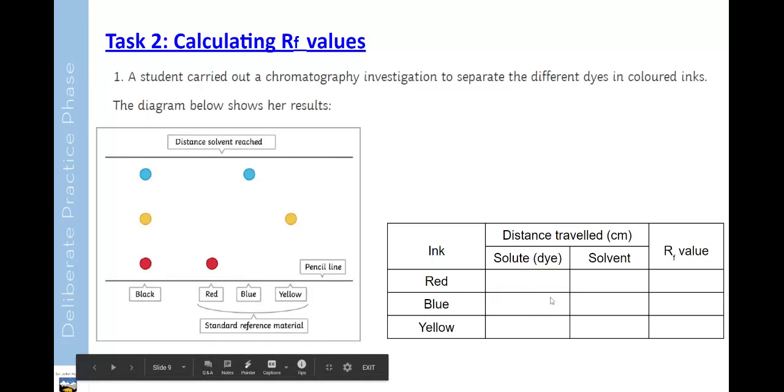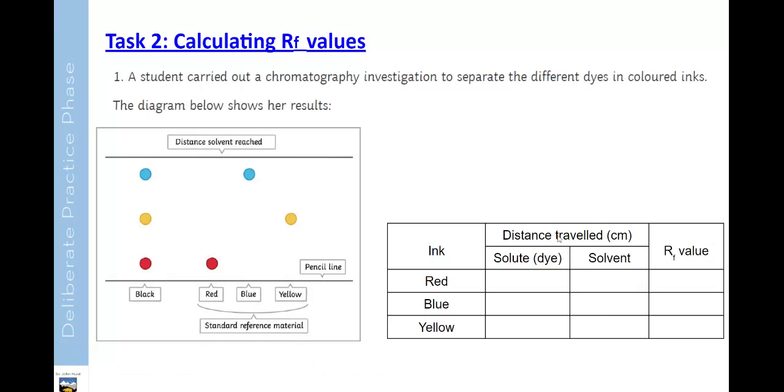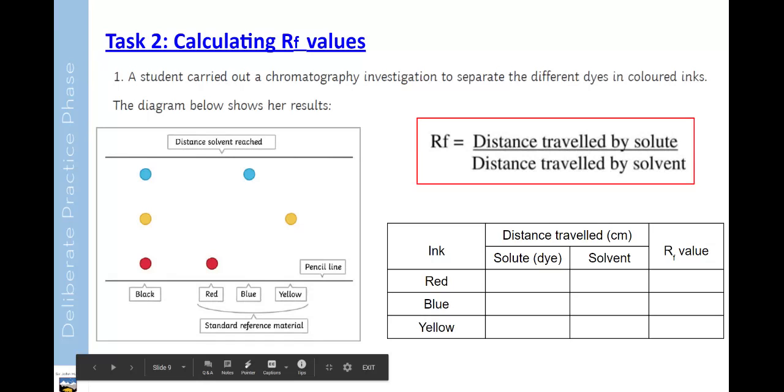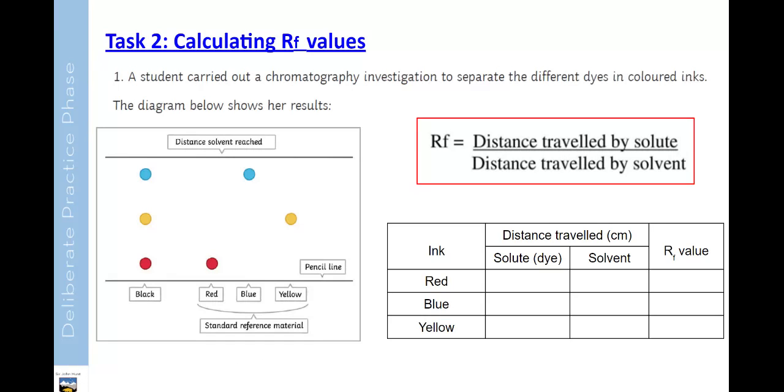So what you need to do is work out the distance moved by the solute. Remember, solute is the solid being dissolved, so that would be our sample, that would be our dye. The distance moved by the solvent, so that's the solvent front, the point at which the solvent reached. And then you need to work out your RF value. Now remember guys, you will need to measure the distances in centimetres, and you will also need to remember the RF equation. So the distance moved by the solute, the dye, the ink, divided by the distance moved by the solvent. And there's your ruler for your reference point. So go to your student worksheet, complete this task, and then come back.